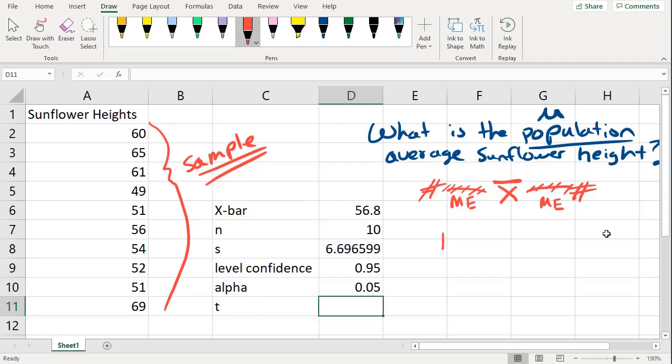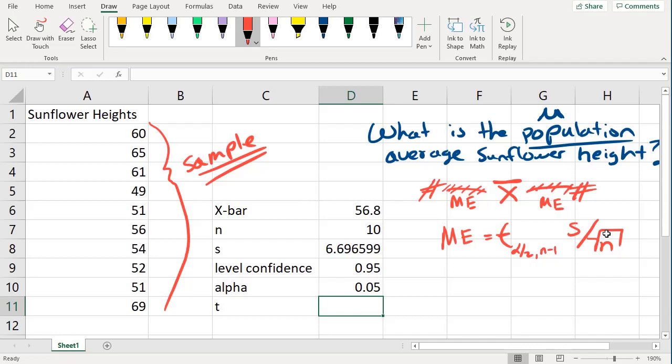Okay, so this is the formula for margin of error: t, alpha divided by 2, n minus 1. All right, I'll explain what that means in a minute. And then times s over the square root of n. Okay, so this is the long way to find the margin of error. There's a shortcut method that I'll also discuss. The reason why we're using the t is because we have a small sample size.